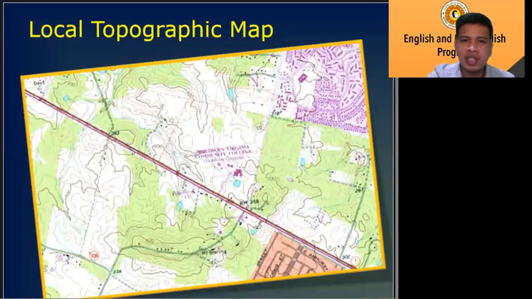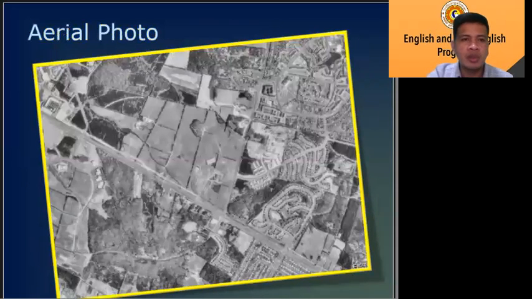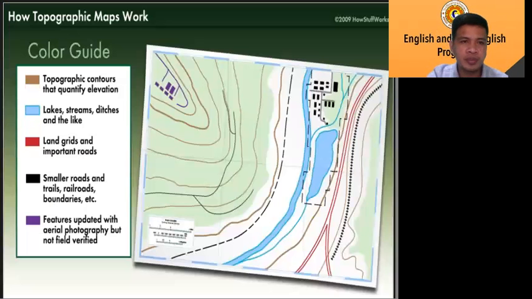For example, I have here a local topographic map. This is how it looks. Later on, when you know how to read topographic maps, you will be able to identify which one is a mountain, a hill, and other land features. This one is a local topographic map, and this is how it looks in an aerial photo.